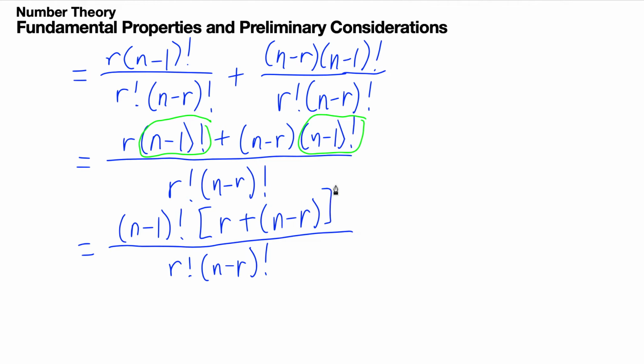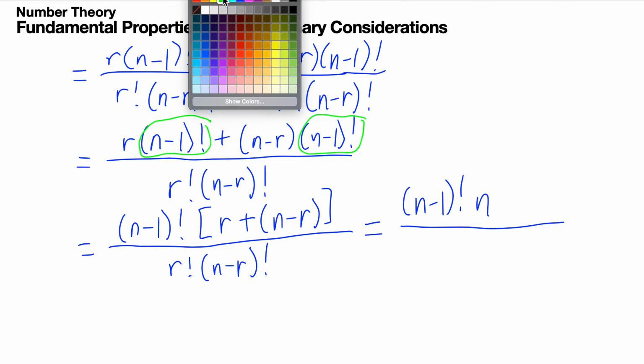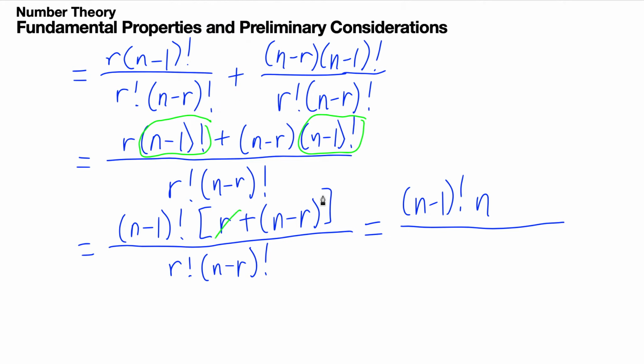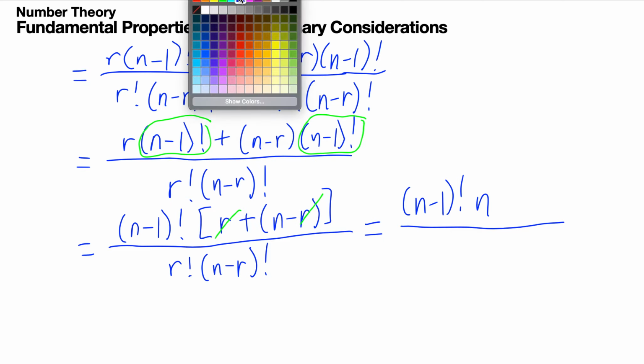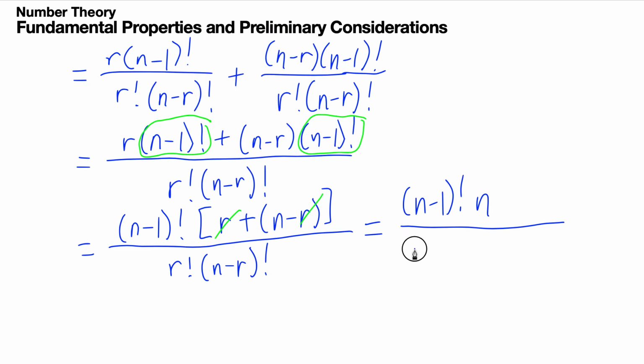Next, maybe we can just simplify what is inside this grouping. So n minus 1 factorial, we have r plus n minus r. So r minus r is simply going to give us n, since r is cancelled. R is cancelled here, r is also cancelled here. So therefore, what is left is just n. Copy the denominator: r factorial times n minus r quantity factorial.